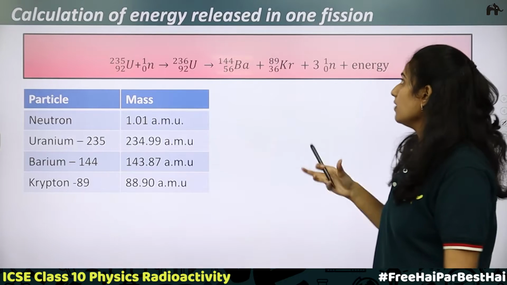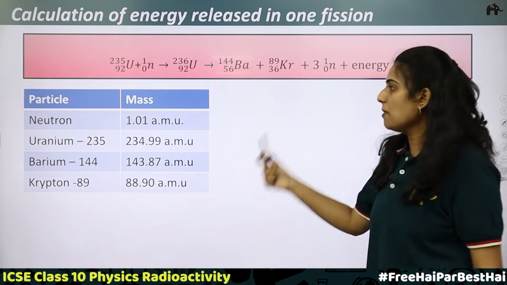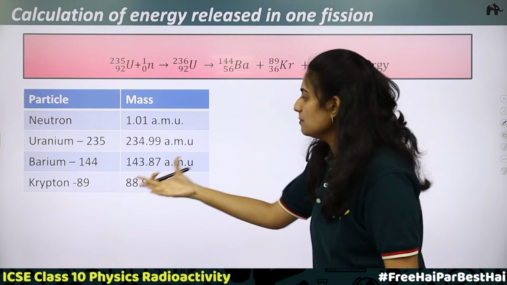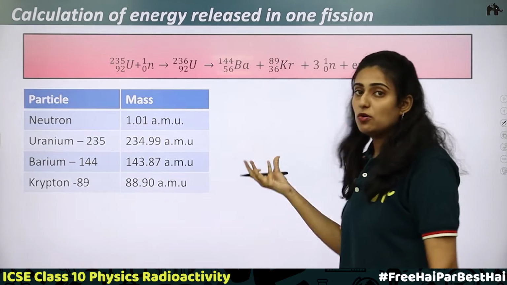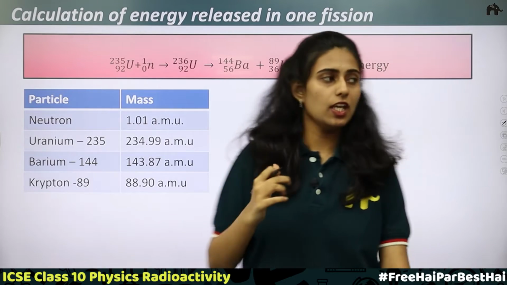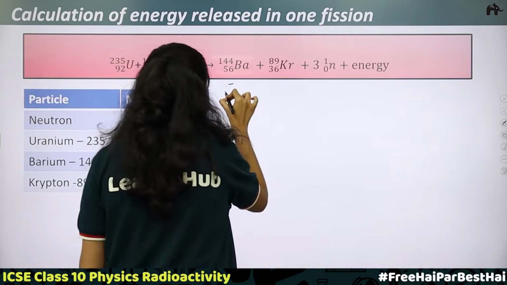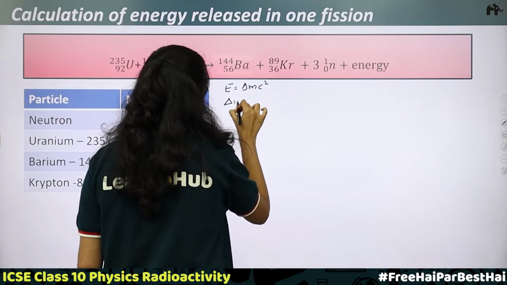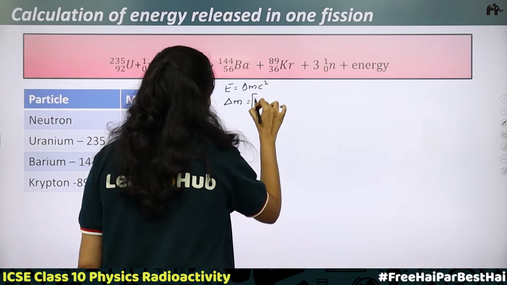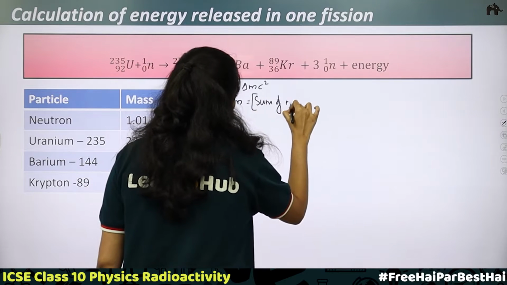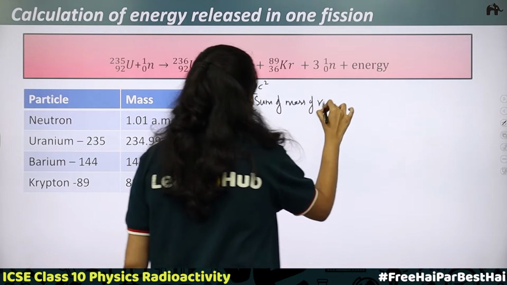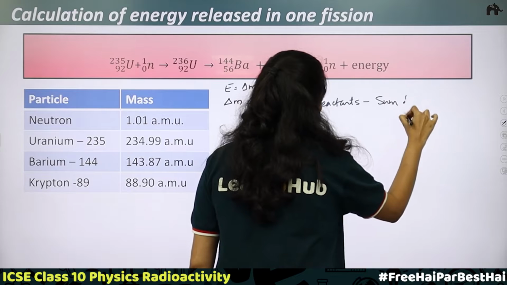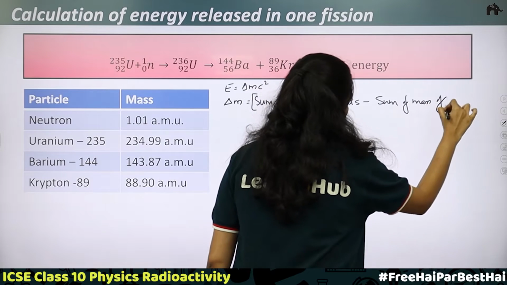Calculation of energy released in one fission. If we know the mass of the neutron, uranium-235, barium-144 and krypton-89, you can find the amount of energy that is released. We know E is equal to delta M C square. First we find delta M. Delta M will be the sum of the mass of reactants minus the sum of the mass of products.